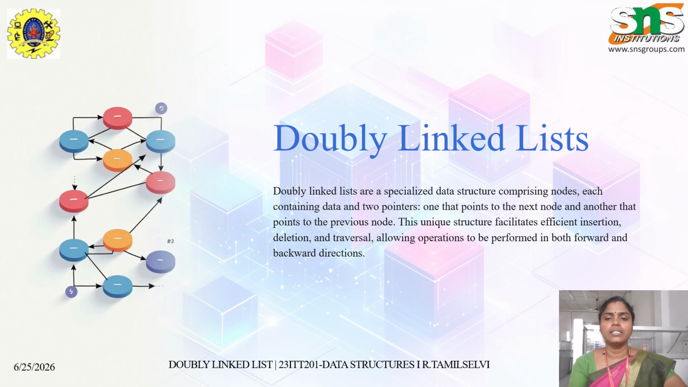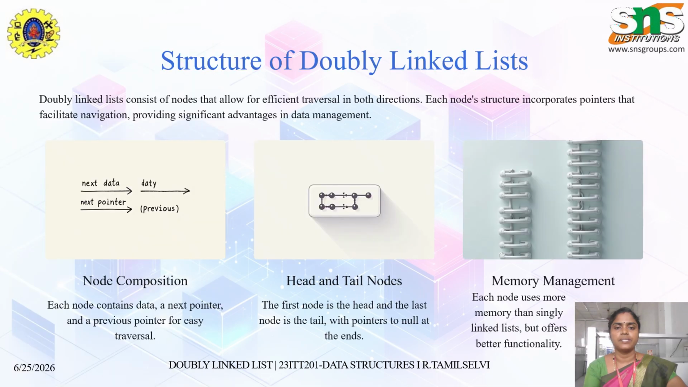So this facilitates traversal in both the forward and backward direction. Each node, as I said earlier, contains three parts, that is data, previous node, and the next node. Unlike a singly linked list, which can only move forward, we can use the doubly linked list to traverse in both forward and backward directions. This makes it more flexible and efficient for many applications.